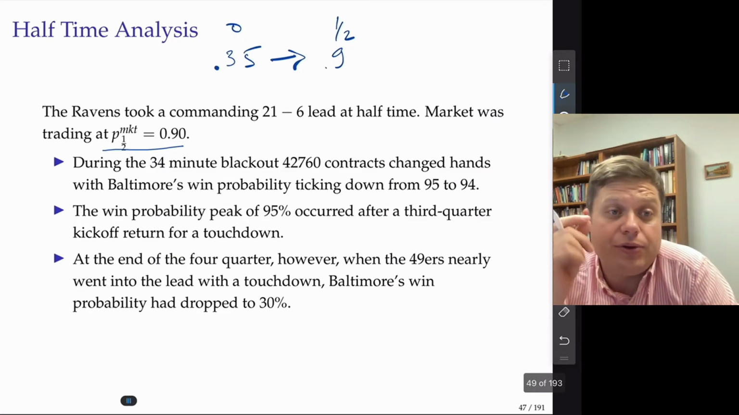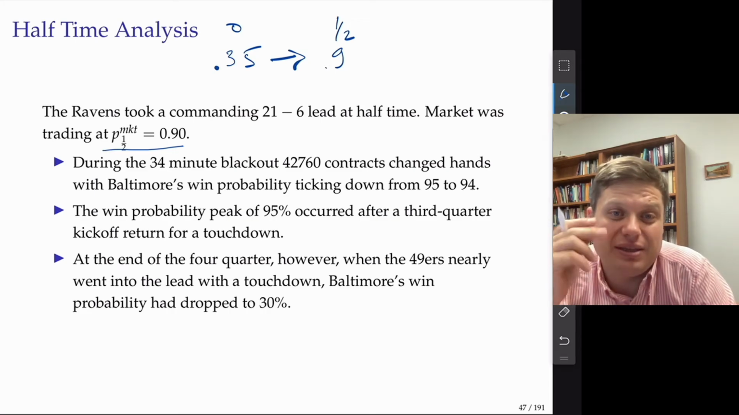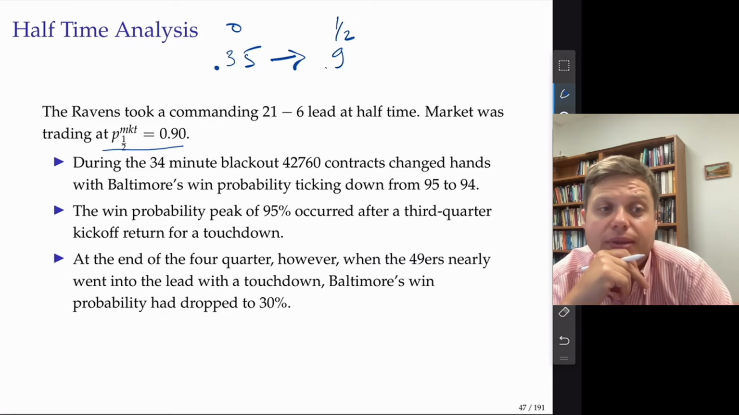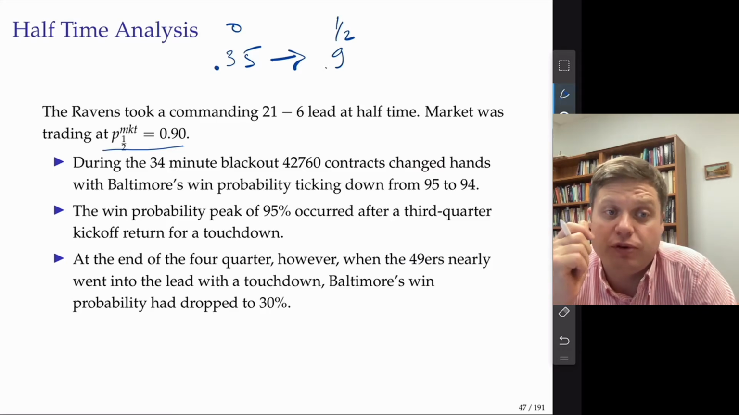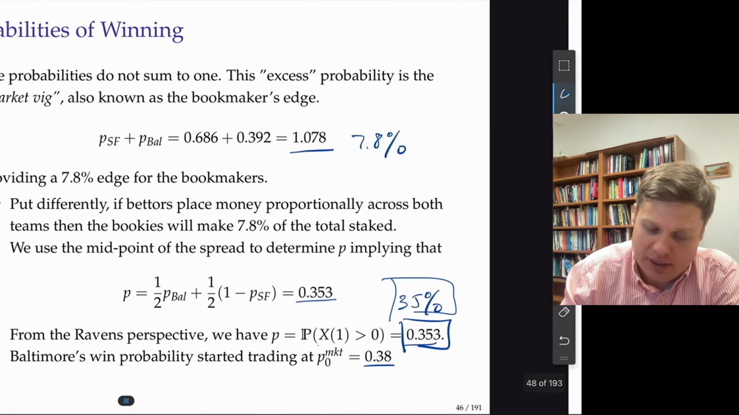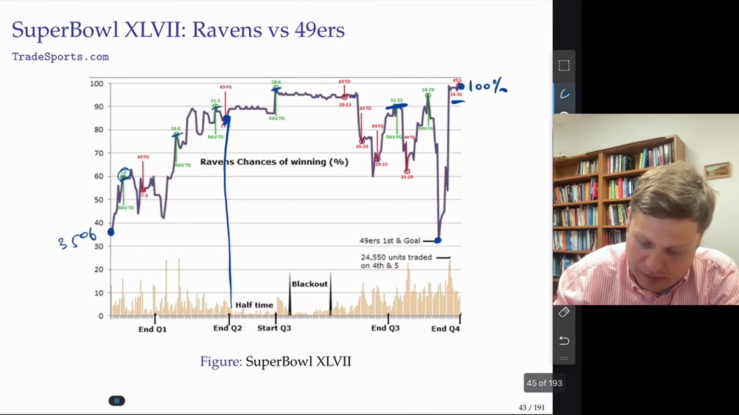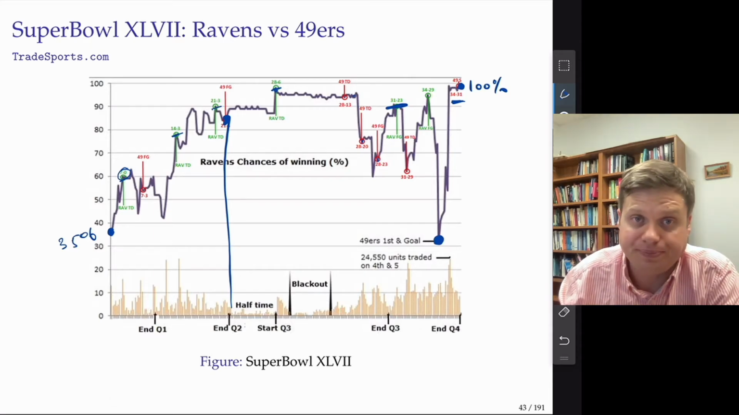90%. During the 34-minute blackout, there were 42,000 contracts that changed hands, and Baltimore win probability ticked down from 95 to 94. The win probability peaked at 95%, and it occurred after a third quarter kickoff return for a touchdown. At the end of the fourth quarter, however, when the 49ers nearly went into the lead with a touchdown, Baltimore's win probability had dropped to 30%. So that's this huge drop on the plot that we're talking about. Okay, so that's when the 49ers scored their first goal.